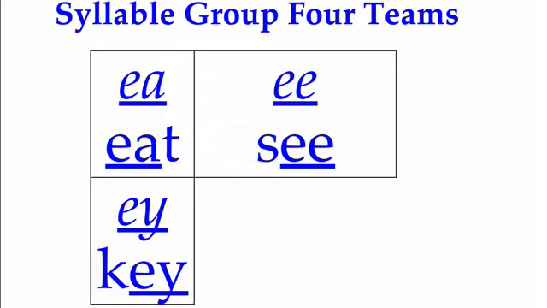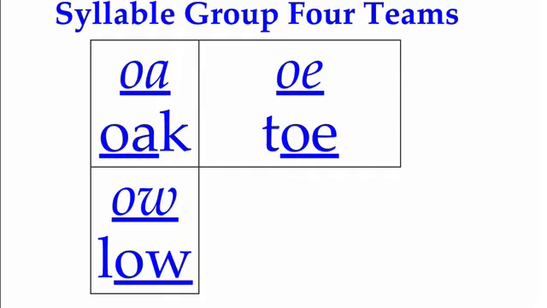Now we have 3 teams that represent the long E sound. EA, EE, EY. All of these teams represent the long E sound. Again, the long E sound at the end of a syllable, you would normally use EY to represent that sound. We have OA, OE, and OW, all representing the sound O.